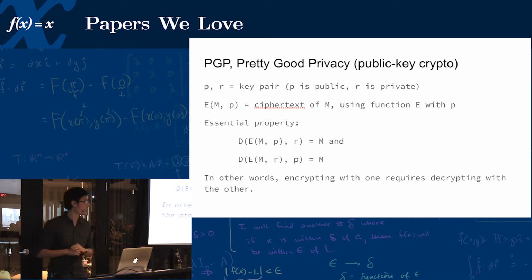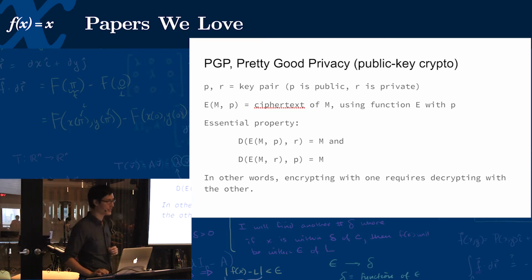So she'll take the plain text message, which is M, and encrypt it with a function using the public key. The essential property of public key cryptography is that if you encrypt with the public key, the only way that you can get the plain text message back is if you decrypt with the private key, and vice versa. If you encrypt with the private key, the only way you can get the message back is if you decrypt with the public key. So these two things are like mirrors of each other. Encrypting with one requires decrypting with the other. Okay, does this make sense? Yeah? Okay, cool. So how does this actually work then?